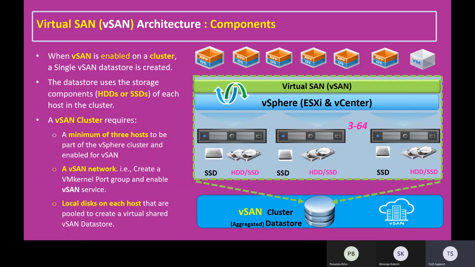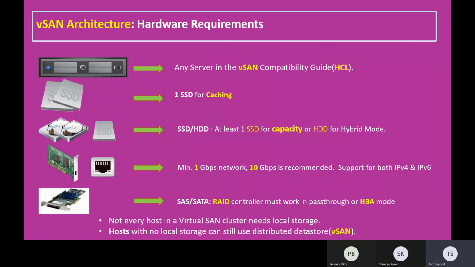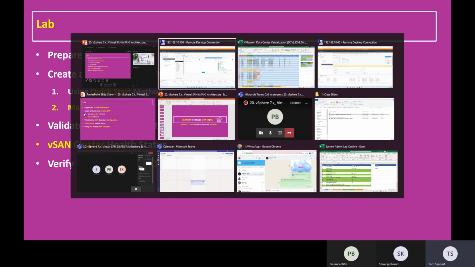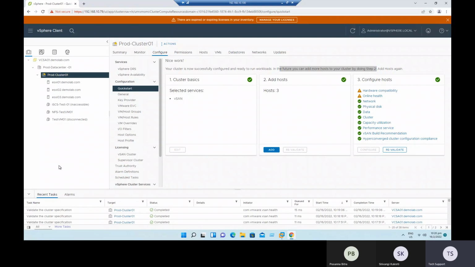Okay, so let's go back to our lab slide. In our lab slide, the first point we already did: vSAN cluster setup ready, and we created the cluster using the quick start method. Now we can do it for the manual method. How can we configure it in a manual method? For the manual method, let's log into the vCenter. Even if you want to use the same vCenter, we can use it.